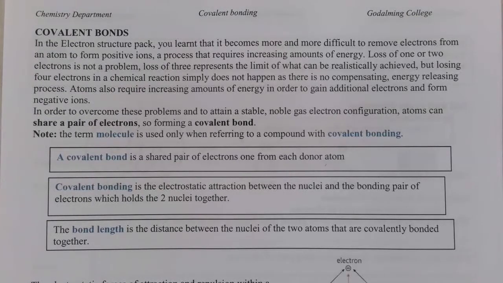The other thing you need to be aware of is the bond length, and that is the distance between the two nuclei of the atoms that are covalently bonded together. And as with all bonding, their strength is determined by the size and the charge. So in this case, the shorter the bonds, the stronger the bonds. And the more bonds you have, again, the stronger the bonding is going to be.